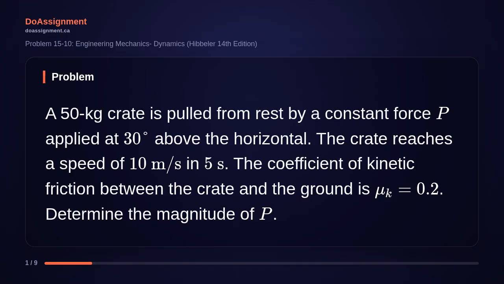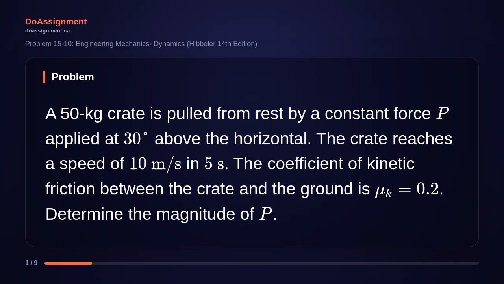A 50-kilogram crate is pulled from rest by a constant force P applied at 30 degrees above the horizontal. The crate reaches a speed of 10 meters per second in 5 seconds. The coefficient of kinetic friction between the crate and the ground is μk equals 0.2. Determine the magnitude of P.